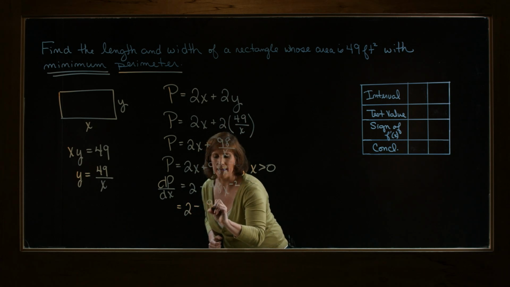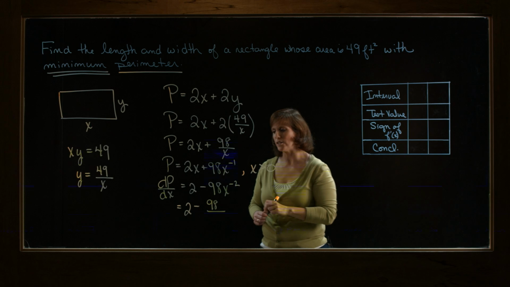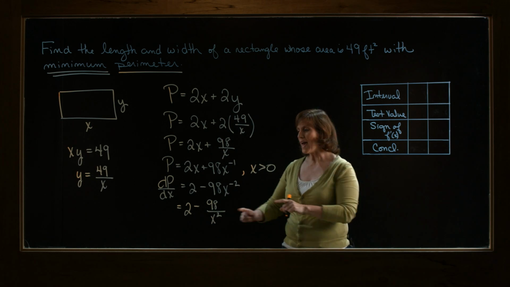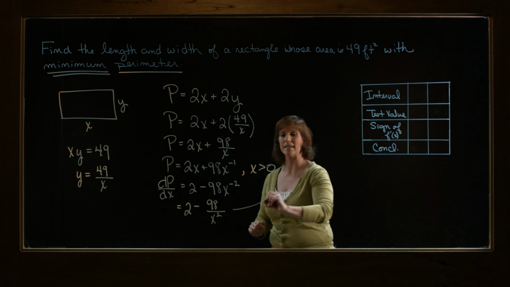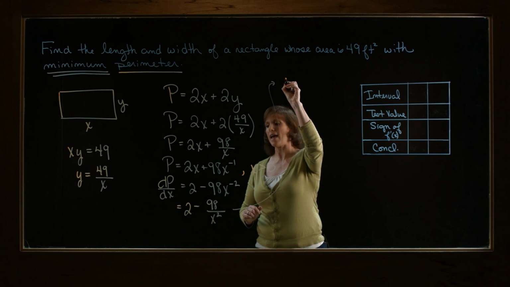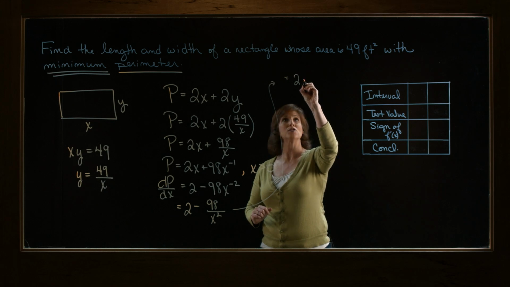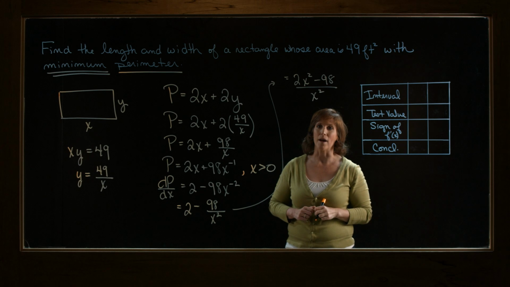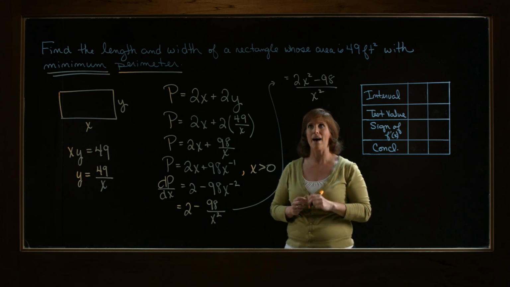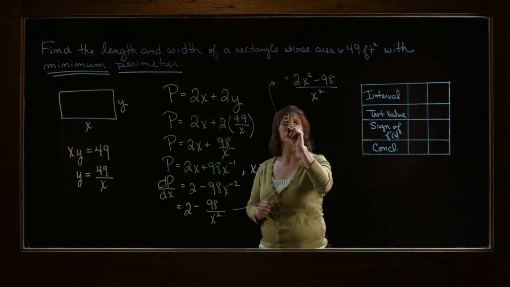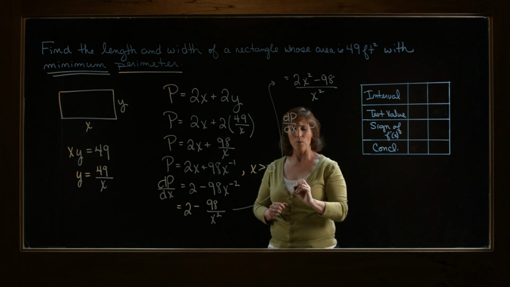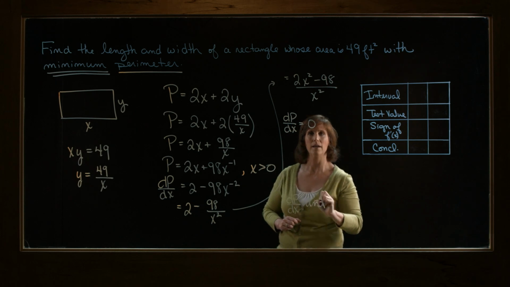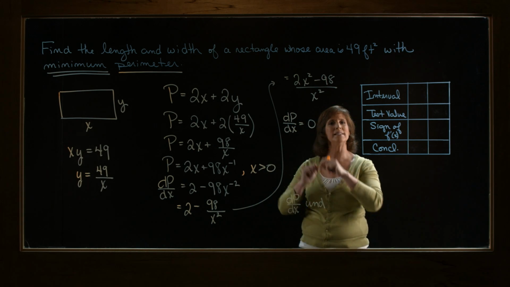My first step is to change that x to the minus 2 power into 1 over x squared. Then I'm going to combine these two terms together so that I have (2x squared minus 98) all over x squared. So now the two questions I have to ask, when is dP/dx equal to 0, and when is dP/dx undefined, are a little easier. So let's take a look at the first piece. When is it equal to 0?